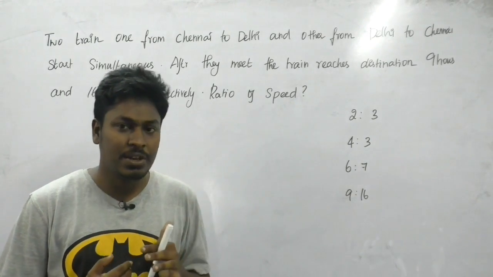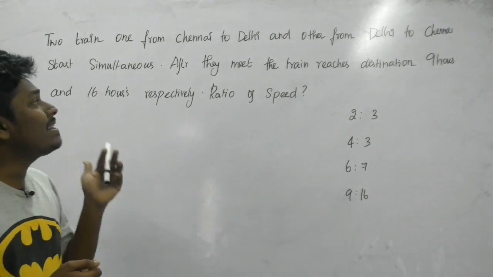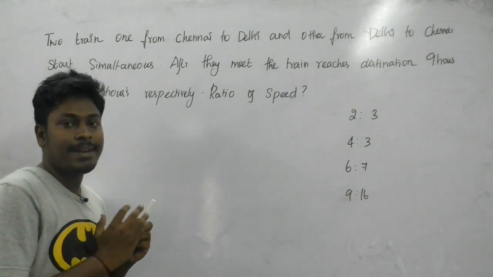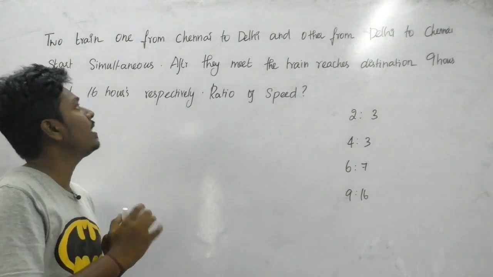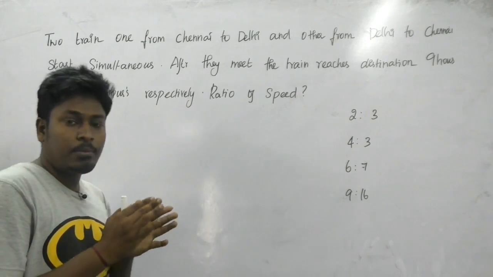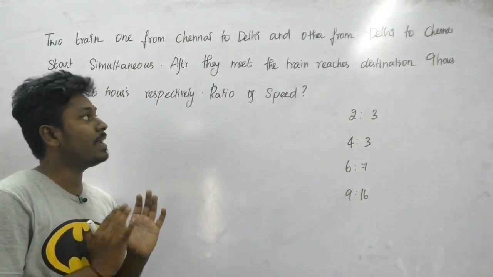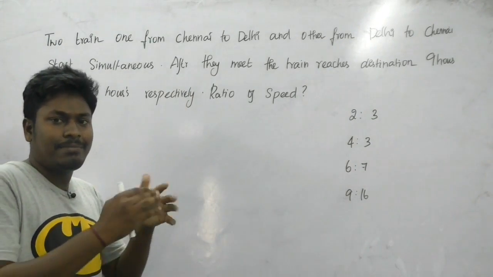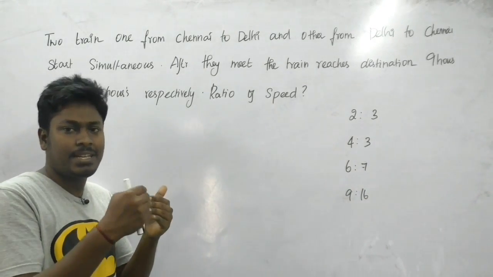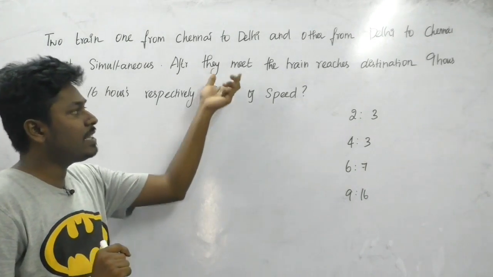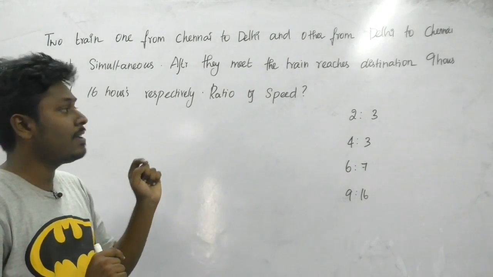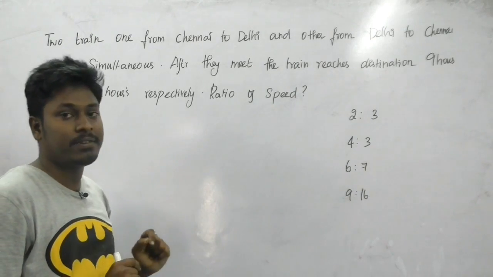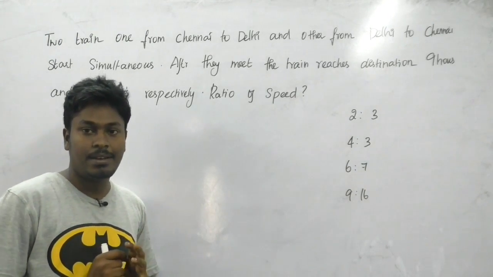Friends, just see the question here. One train is from Chennai to Delhi and another train is from Delhi to Chennai, right? Both the trains start simultaneously. They proceed toward each other and will definitely meet at one point. After they meet, they reach their destinations in 9 hours and 16 hours respectively. What is the ratio of the speeds?